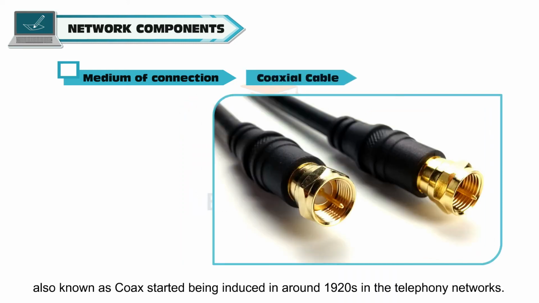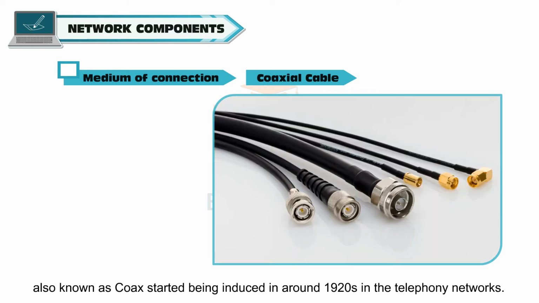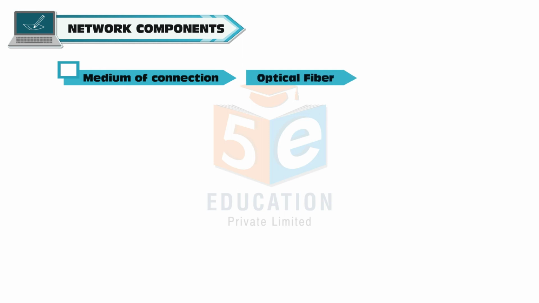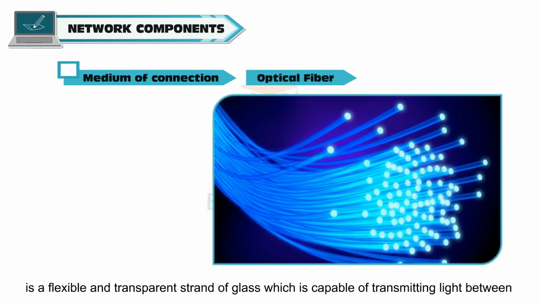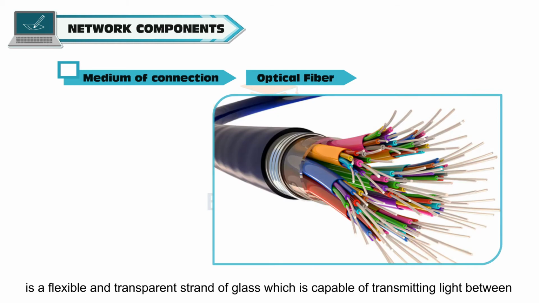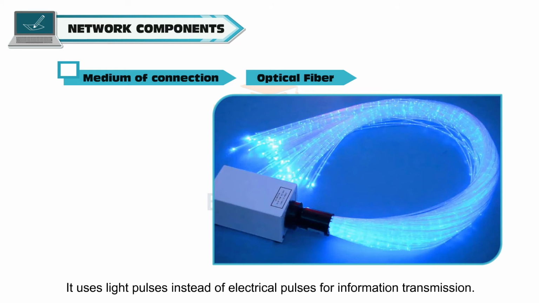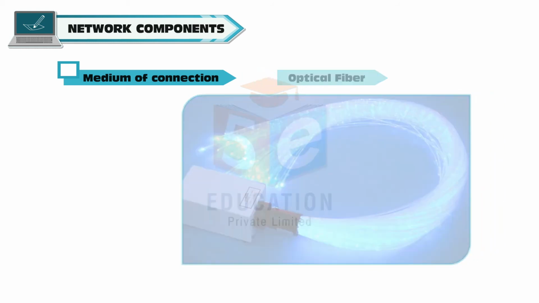Coaxial cable, also known as coax, started being introduced in around 1920s in the telephony networks. It contains a copper wire and a cable. Optical fiber is a flexible and transparent strand of glass which is capable of transmitting light between two ends of the fiber. It uses light pulses instead of electrical pulses for information transmission.